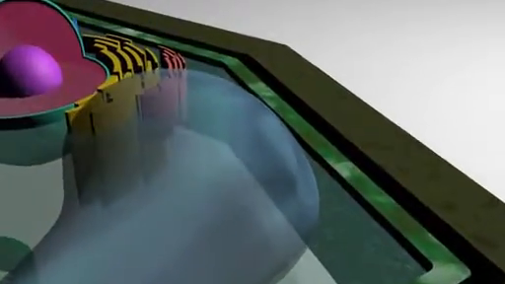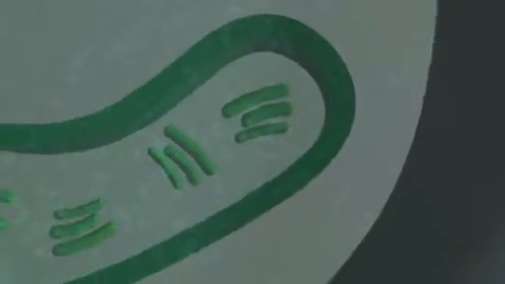Since plants and algae do not obtain energy from other organisms, an organelle supplies energy to the cell by converting energy from the sun into usable energy by the cell with a process called photosynthesis. The organelle is called chloroplast and is located within the cytoplasm of the cell.